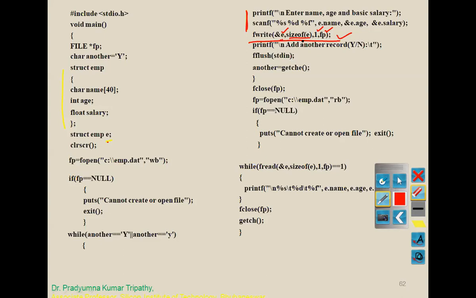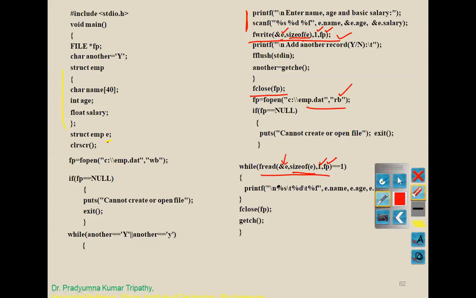While reading, what I wrote, my content is over. I have written, and after writing I will close it. After closing, again I open the file in reading mode. So in reading mode, what will I read? From this fp file, I want to read one record. And what is the size of the record? And that record will be written into the object.